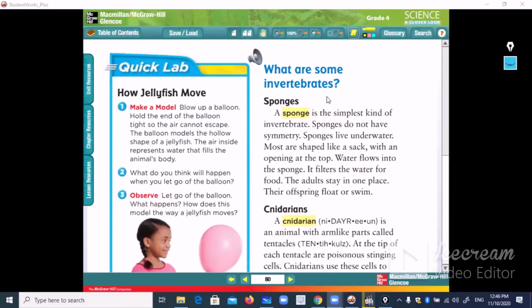Okay, sponge is the simplest kind of invertebrate. Sponges do not have symmetry. Sponges live underwater.